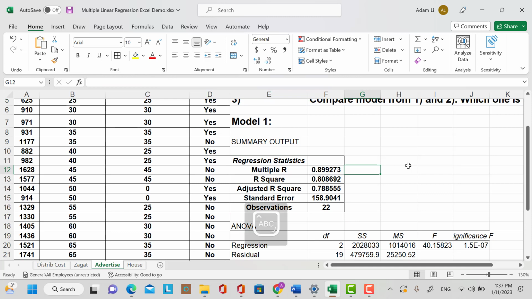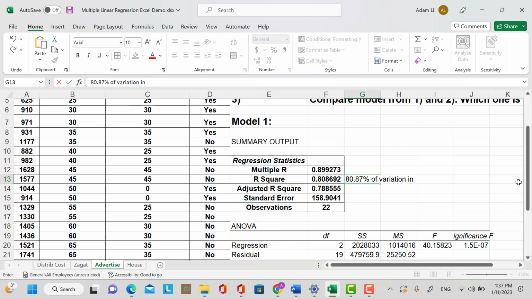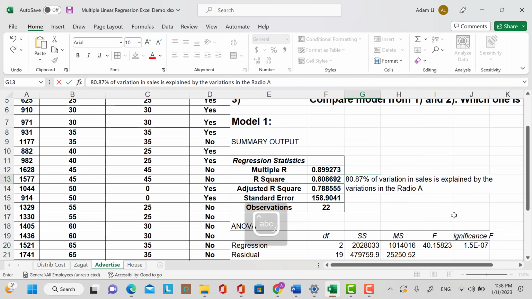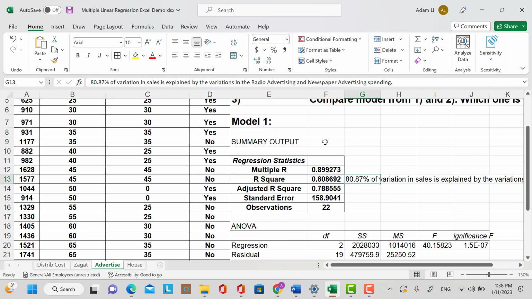The R value means this is a strong direct correlation here, and then the R squared tells us 80.87% of the variation in sales is explained by the variation in the independent variables, which are radio advertising and newspaper advertising spending. So that's basically how we interpret the R squared.